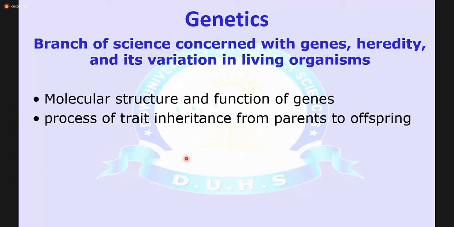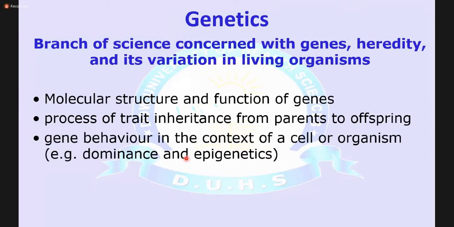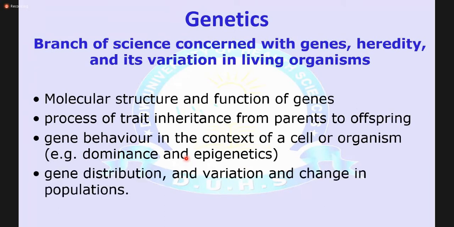We study the details of processes of trait inheritance from parents to offspring. We study gene behavior in the context of a cell or organism. So what is basically the gene-environment interaction, how the gene and the environment interact, and the role of gene-environment interaction in development of the disease. Then we study the distribution of the genes, its variation and change in the population. So these are some of the highlights of what we actually study in genetics.